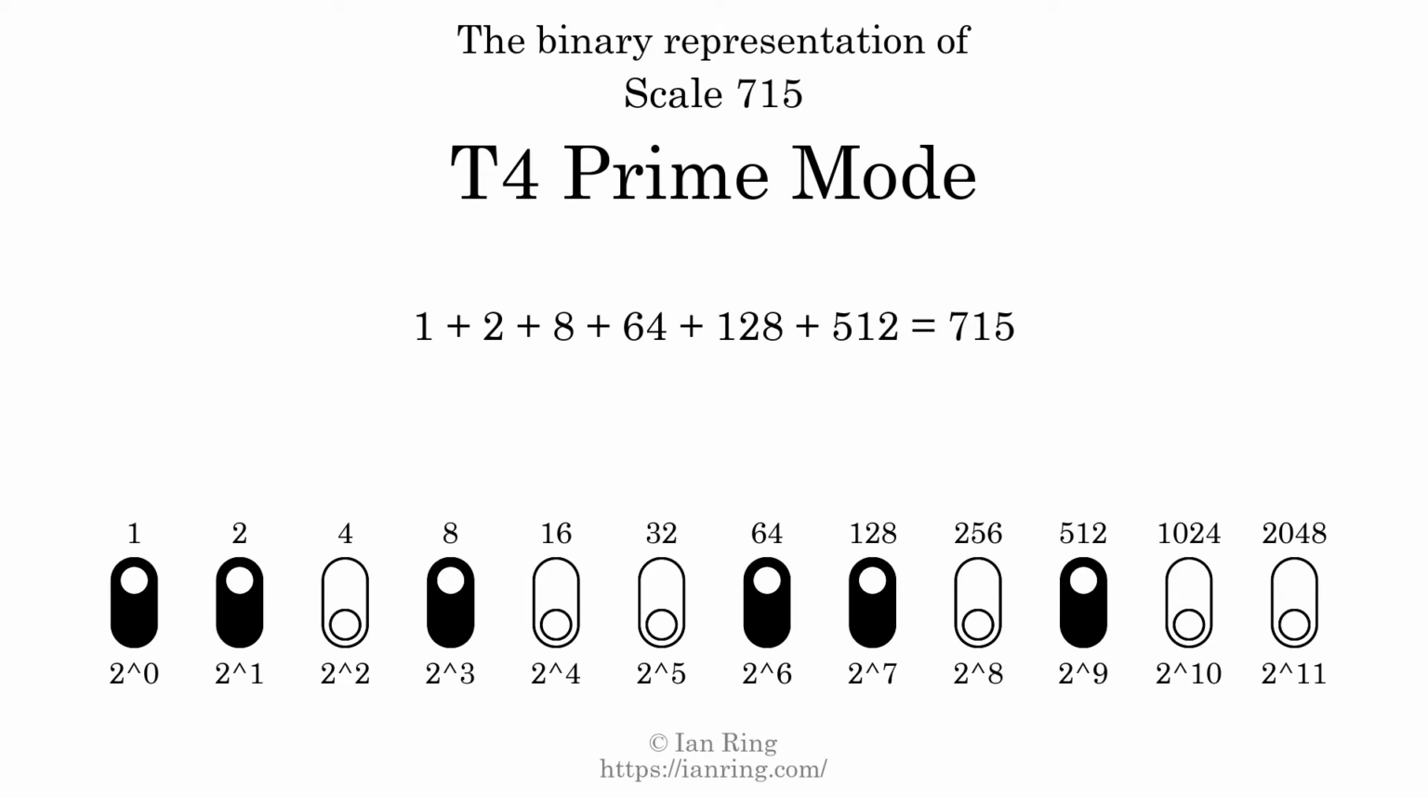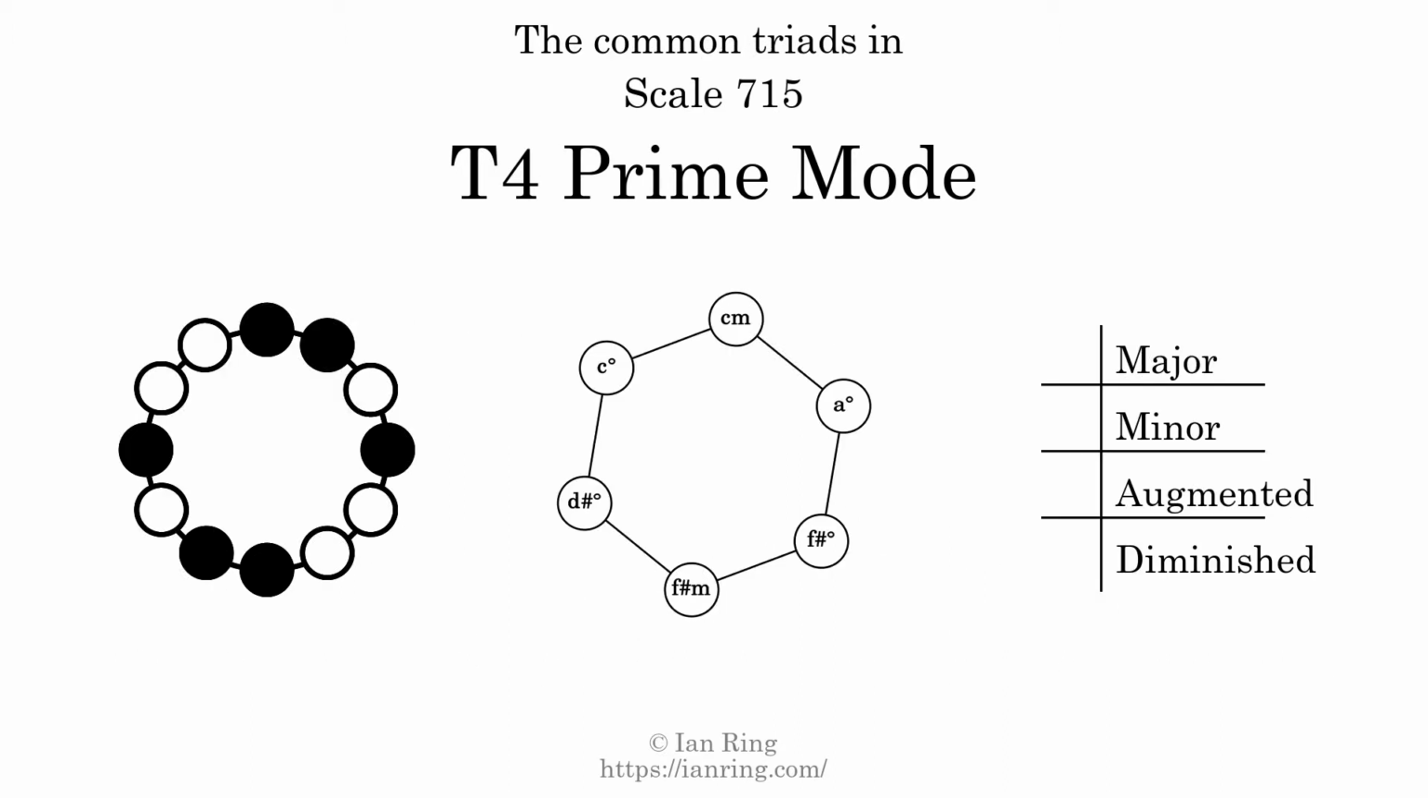The scale number not only enumerates the scale with a unique index, but it also literally describes the tonal content of the scale. Represented as a binary number in base 2, the scale number is 001011001011. Here are the common triads present in this scale.